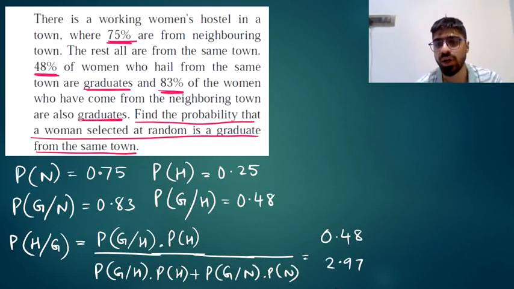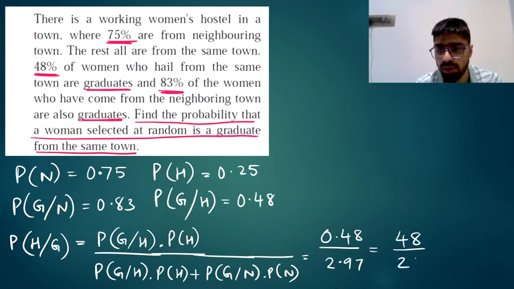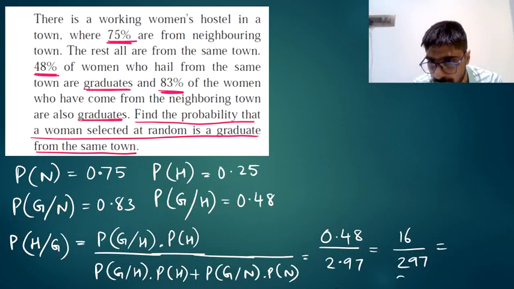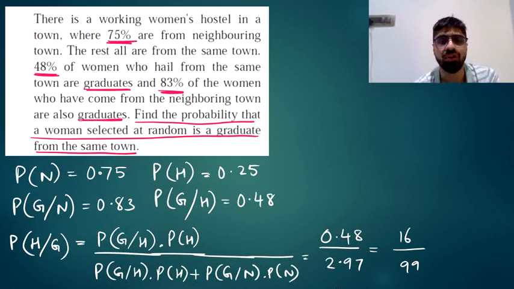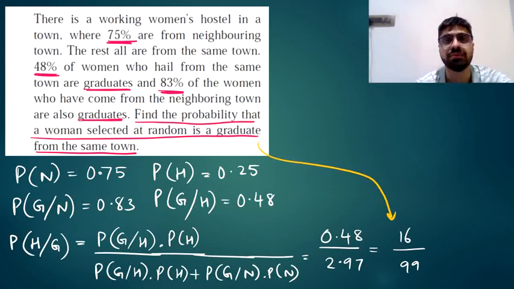Now 0.48 upon 2.97, we can write it as 48 upon 297, and I guess we can cancel off a 3 in the numerator and denominator, so that should give us 16 here, and this will be 99. So it's 16 upon 99, and that's the probability of a woman selected at random to be a graduate from the same town. So that's how you are answering your second question.